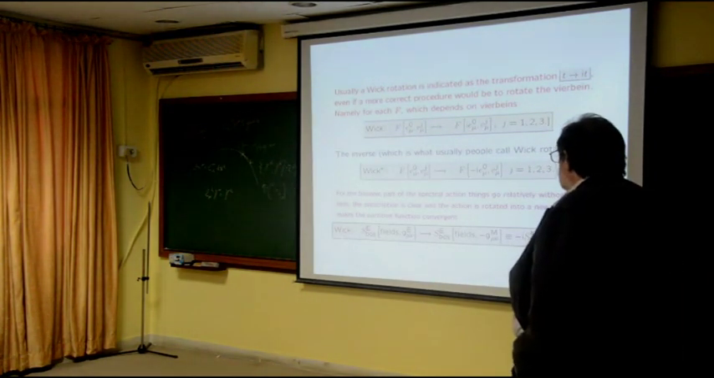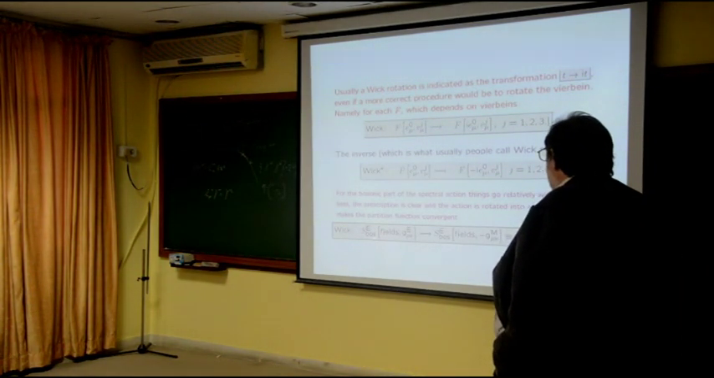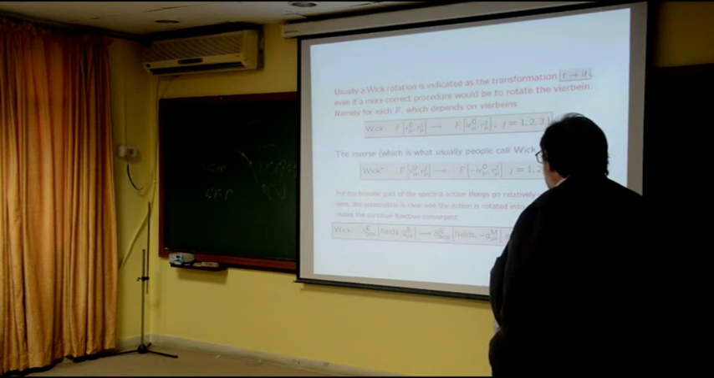Now, for the bosonic part of the action, things go relatively without problems. The prescription is clear, and the action is rotated into a new one which makes the partition function convergent. So you start with a bosonic action, which depends on some fields and some Euclidean metric.